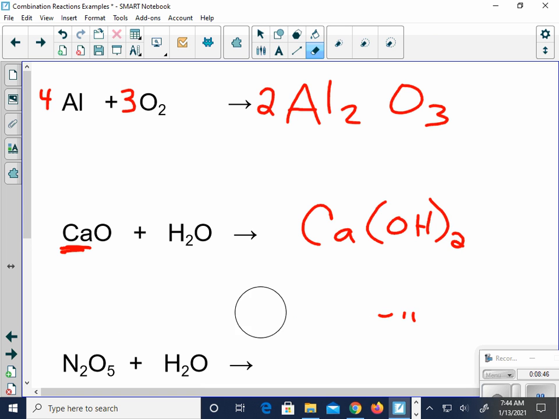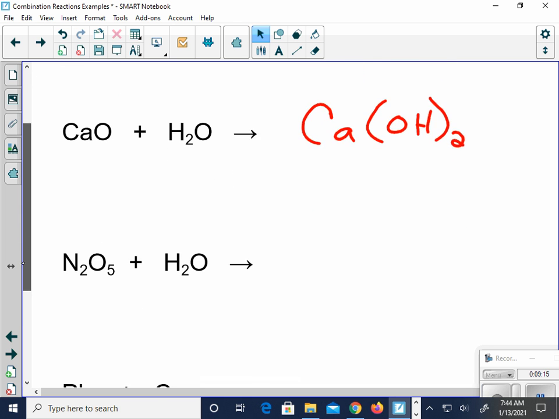I clean up all my notes from under it, and I look and say, all right, do I have this guy balanced? Is this a balanced equation? 1 calcium, 1 calcium, 2 oxygens, 2 hydrogens. Is this balanced? It is, isn't it? All right, I'm done. Now, looking at my third one, I'm also here.